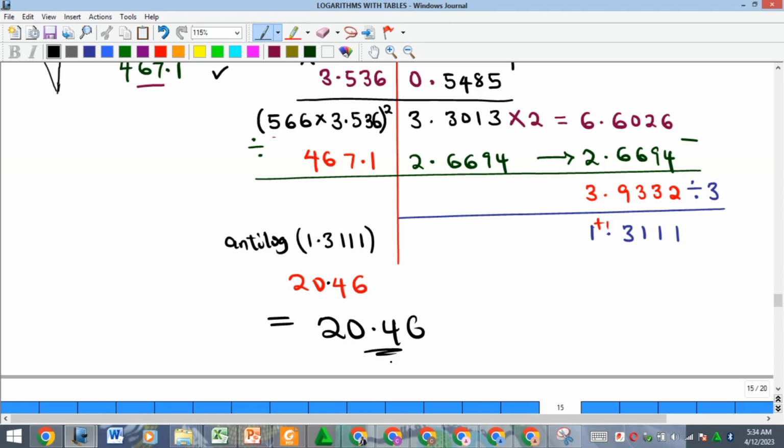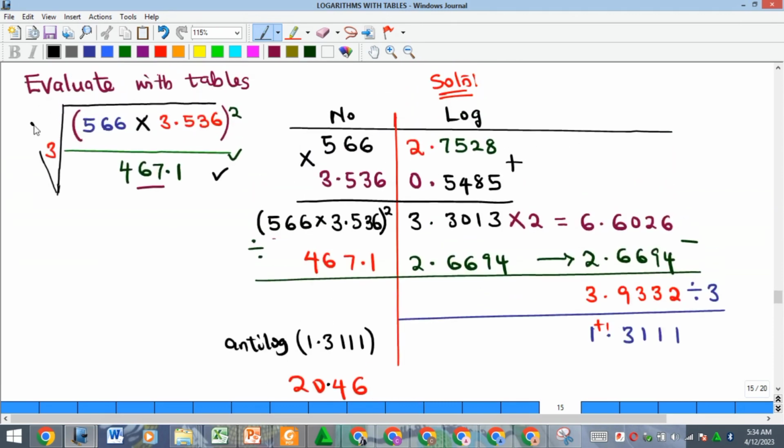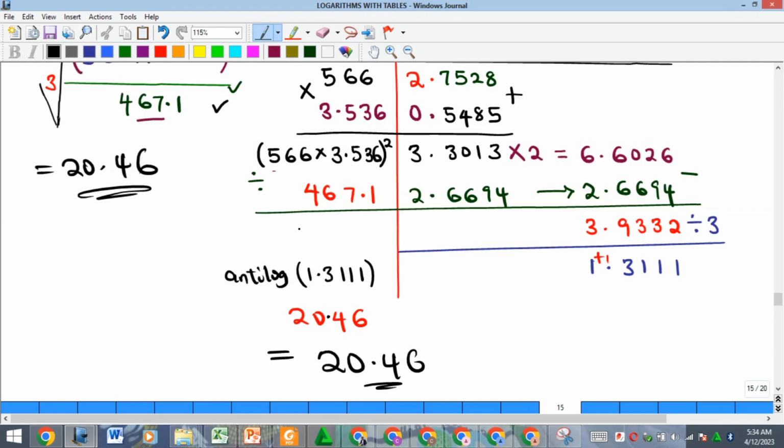Therefore the solution to the whole of this is 20.46. So what it means is that if you check the value of what we are given here, it's actually equal to 20.46. And that's the importance of the use of logarithm. With or without calculators, you should be able to find the values of numbers, their roots, the multiplication, and all of that. Go through the process again and ensure that you are okay with it.